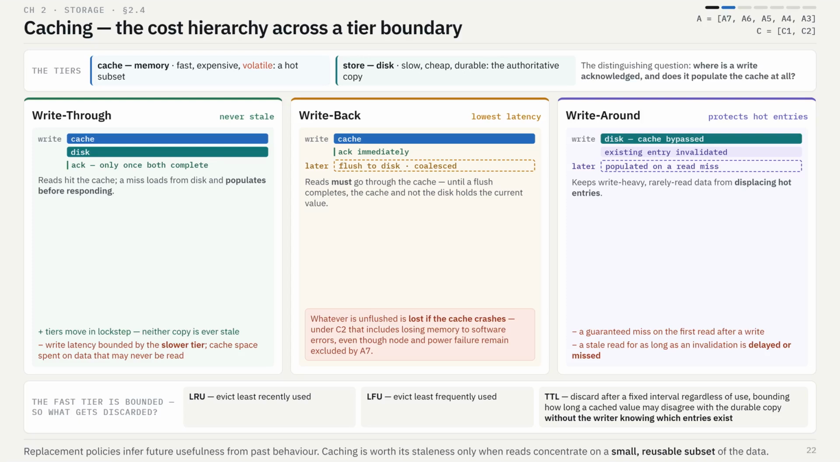But whatever has not yet been flushed is lost if the cache crashes, and under C2, remember, that includes the loss of memory to software errors, even though node failure and power failure remain excluded by A7.